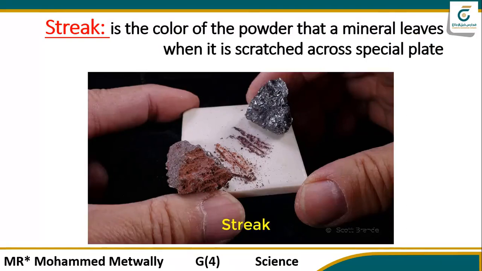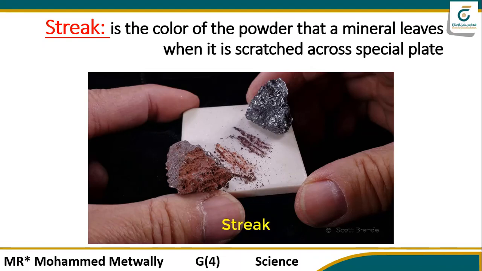Turning to another property of a mineral, which is streak. Again, streak. You have to pronounce the word in a good way to be obvious and to be understood. Here is the property of streak, which is related to our mineral's property. Streak means the color of the powder that a mineral leaves when it's scratched across a special plate.